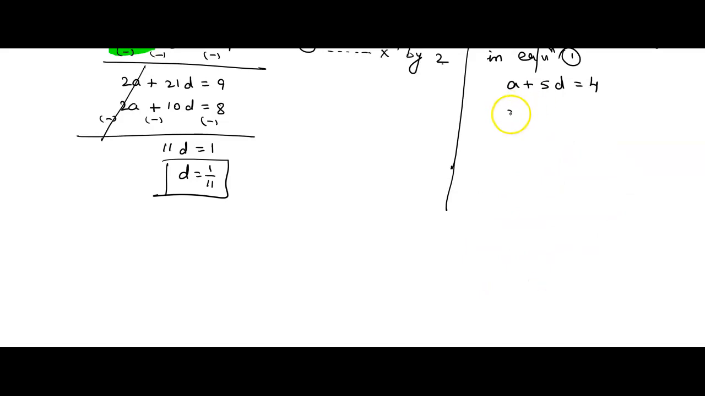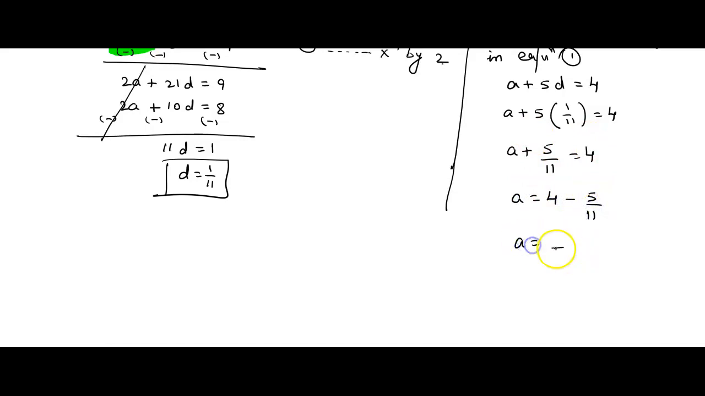Okay. So a plus 5 into the value of d, which is 1 by 11, is equal to 4. Then a plus 5 ones are 5 by 11, that is equal to 4. Then a is equal to 4 plus 5 by 11, come this side, minus 5 by 11. Then a is equal to, 11 is the LCM, 11 4s are 44 minus 5. Then a is equal to 44 minus 5, how much, children? That is 39 by 11.